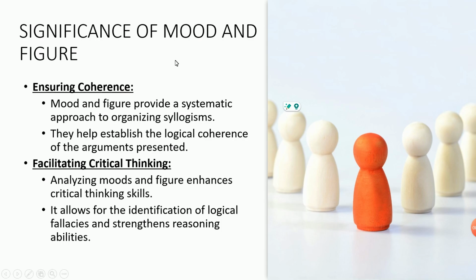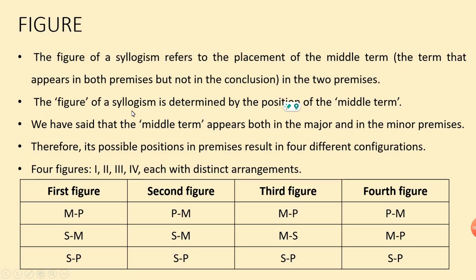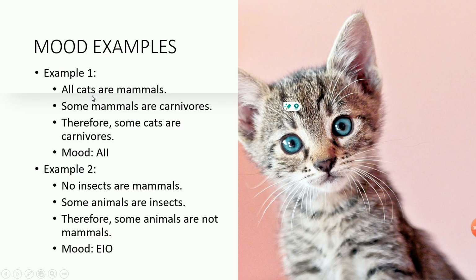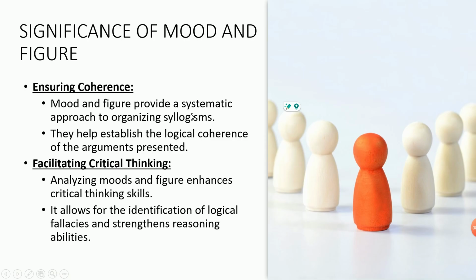So what is the significance? Why do we need to find the mood and figure in an argument? It ensures coherence. Mood and figure provide a systematic approach to organizing syllogisms. Like I said, since the middle term won't be available in the conclusion statement, whichever word or element is not available there could be called the middle term. So we have a systematic format to follow so that we can identify it easily, and this helps to establish the logical coherence of the arguments presented.